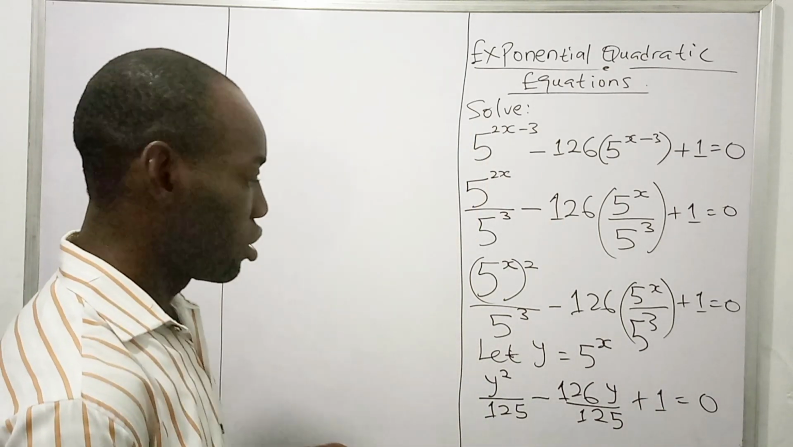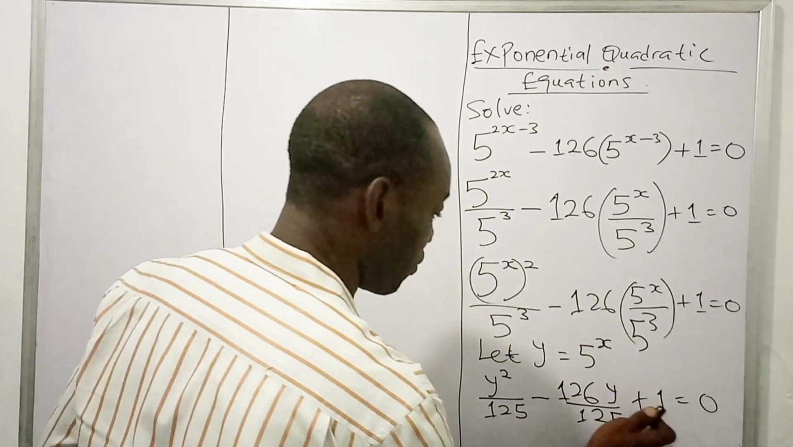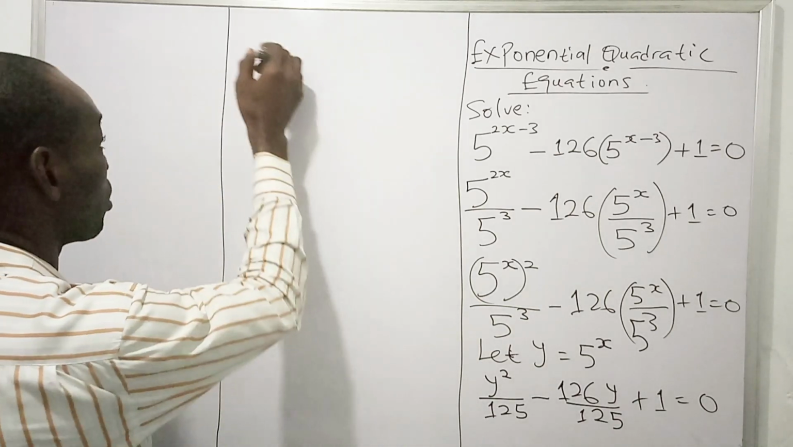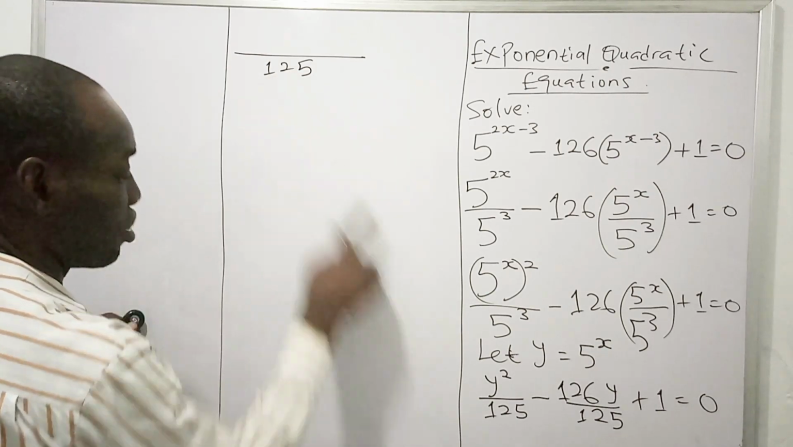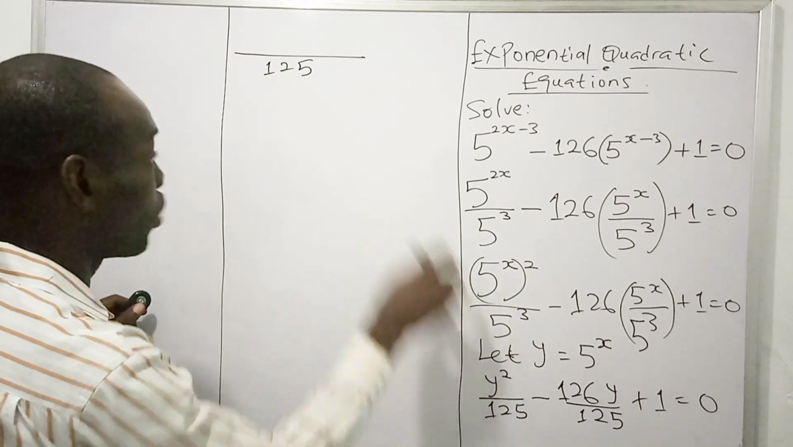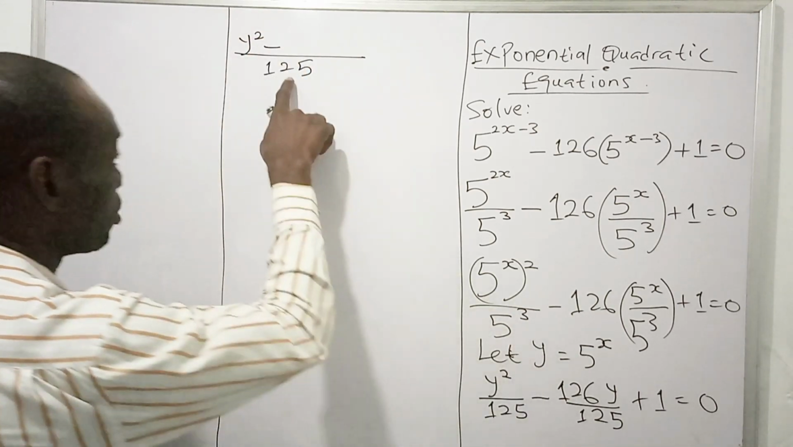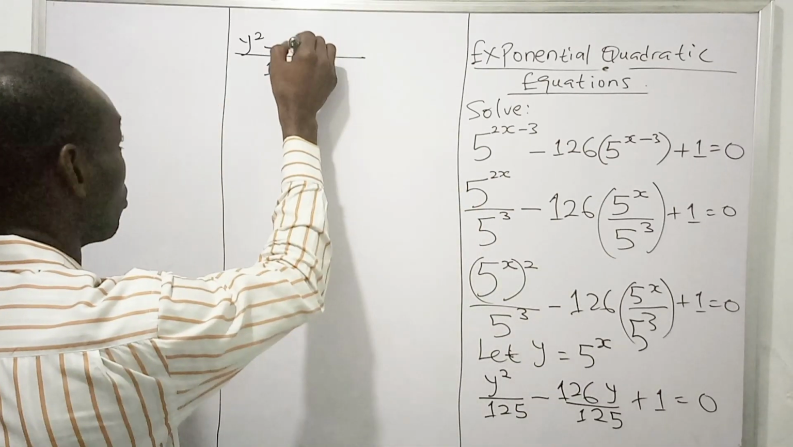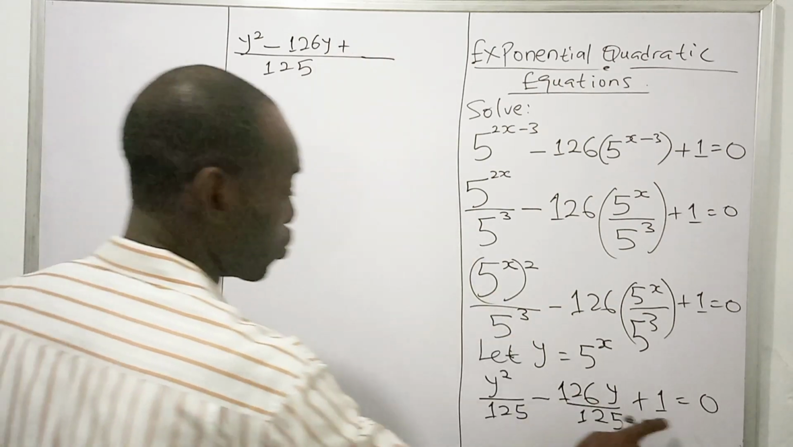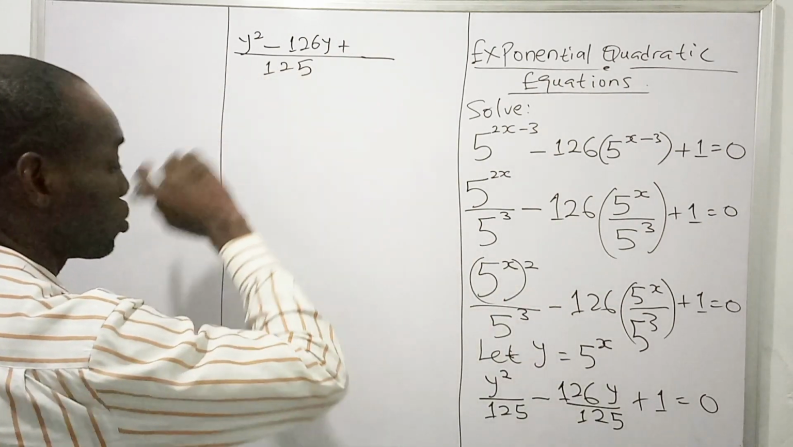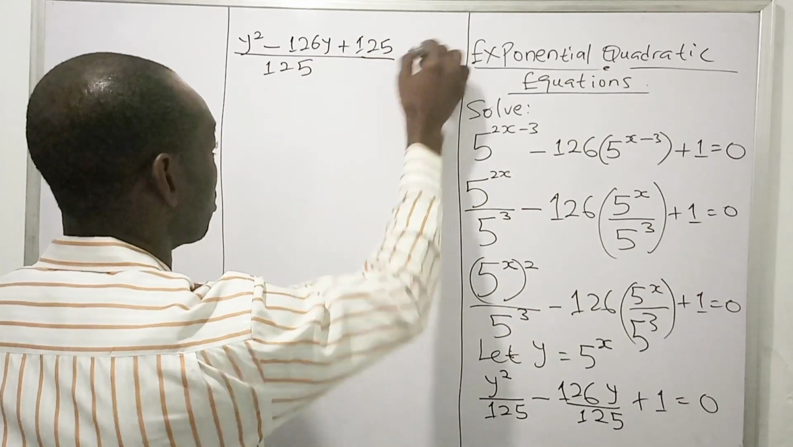Now from here, we can look for the LCM. LCM of 125, 125, and 1 here will give us 125. Then 125 divided into 125 is 1. Then 1 times y squared gives us y squared. The sign there is minus. 125 also divided into this is 1. 1 times this gives us 126y. Then here is 1. 125 divided by 1 is 125. 125 times 1 is 125. Then the right hand side is 0.